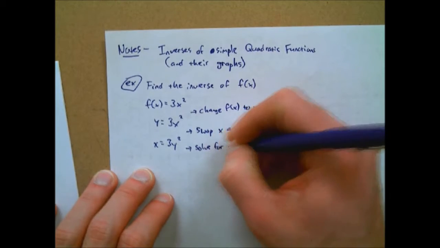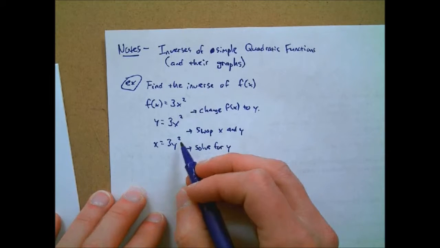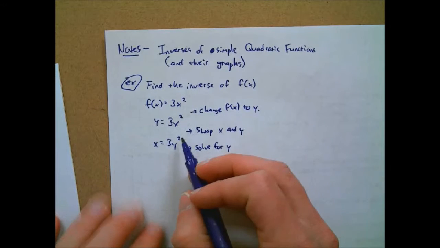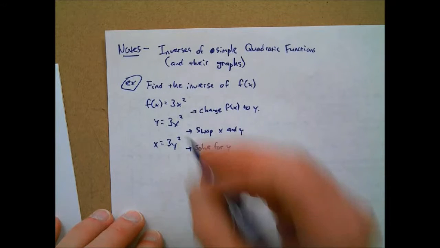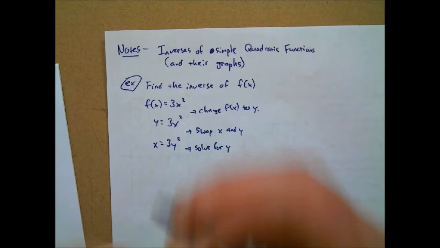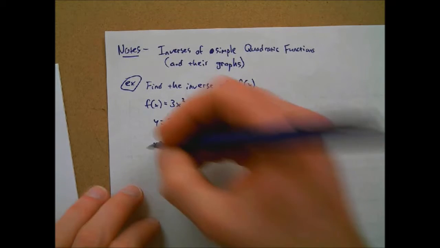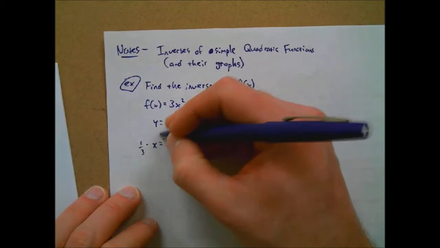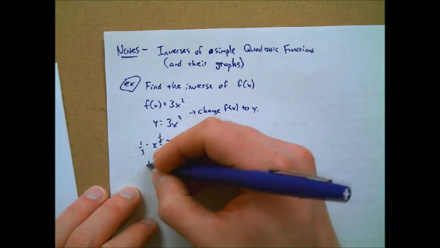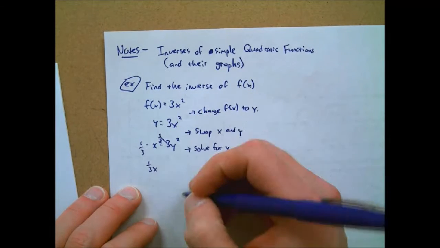In this case, to get the y by itself, we have a 3 with the y and a square with the y. So let's get rid of that 3 first. We'll divide both sides by 3. Or I like what CJ said during the warm-up: let's multiply by the reciprocal of 3. What is the reciprocal of 3? 1/3. So we multiply both sides by 1/3. We get 1/3 x, and the 1/3 times 3 cancels, equals y squared.